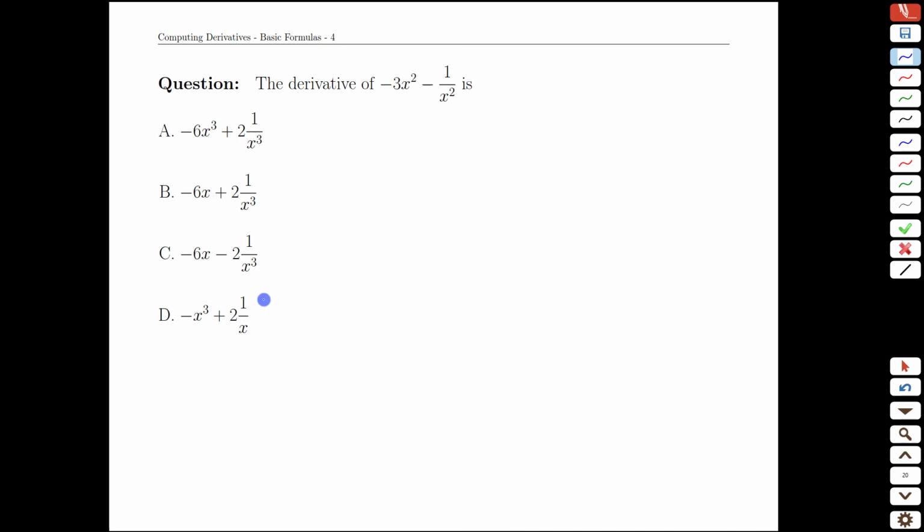Now consider the derivative of negative 3x squared minus 1 over x squared. Take a moment to think about these options or do the calculation yourself, and then we'll take a look at it.